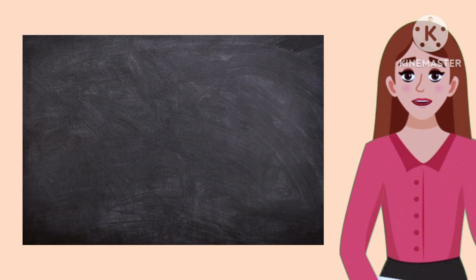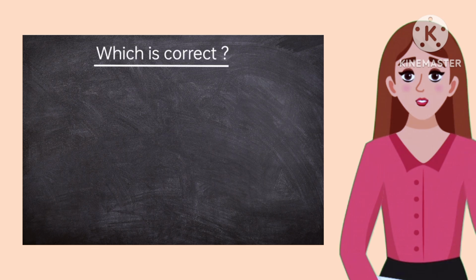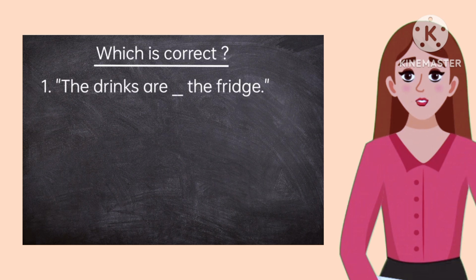Now, here's where it can get tricky. People often confuse "in" and "on" when describing locations or abstract ideas. Let's clear that up with a quick quiz. Which is correct? 1. The drinks are in/on the fridge.